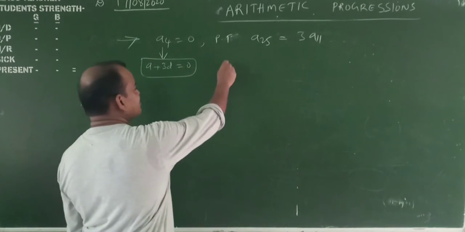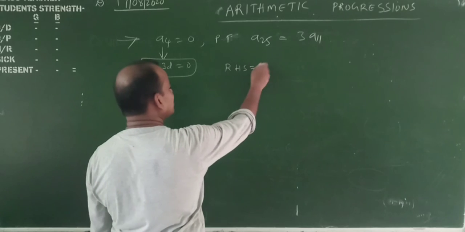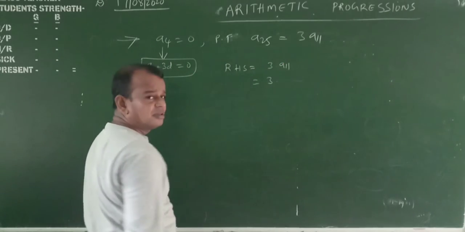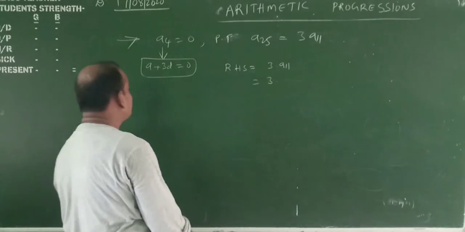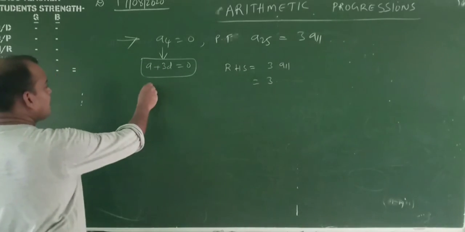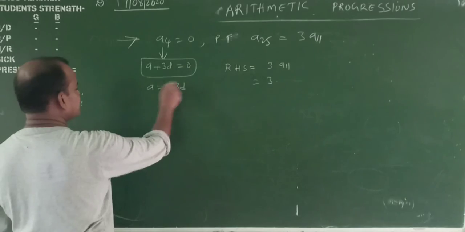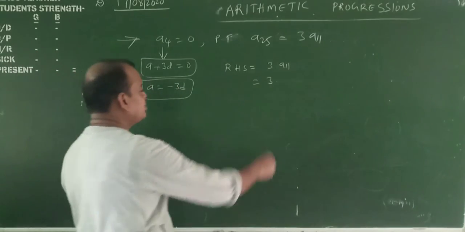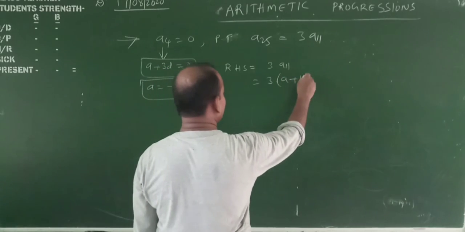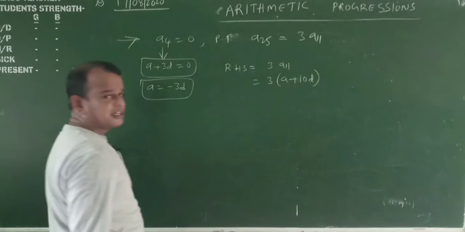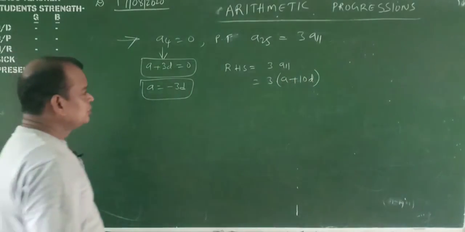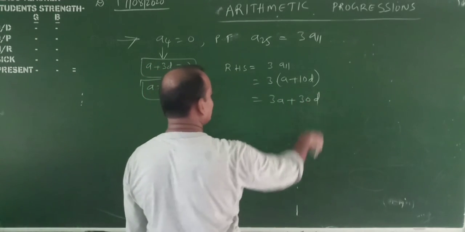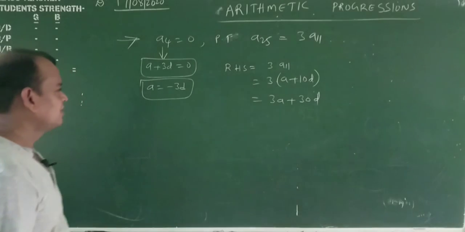Now take the RHS. 3 into A11. Here A plus 3D equals 0 means A is equal to minus 3D, my dear students. 3 into A11 means 3 into (A plus 10D), that is 3A plus 30D.